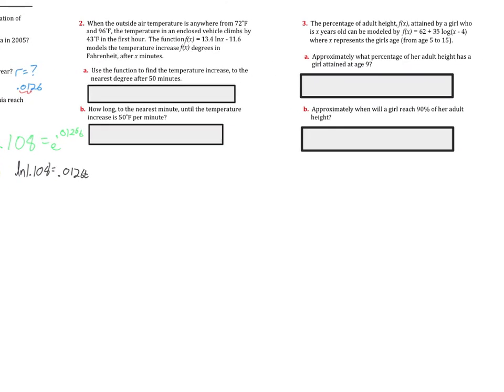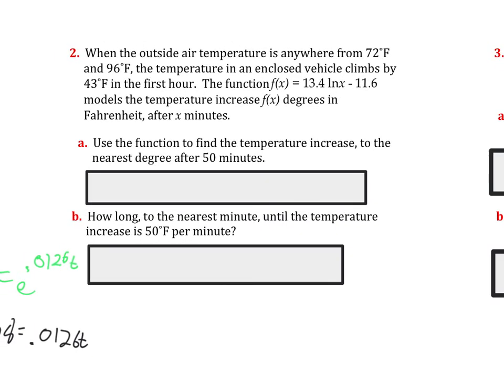All right. Number 2. When the outside air temp is anywhere from 72 Fahrenheit to 96 Fahrenheit, the temperature in an enclosed vehicle climbs by 43 degrees in the first hour. The function is given to us. Hey, that's neat. And that models the temperature increase after x minutes. So what we want to do is part A, use the function to find the temperature increase to the nearest degree after 50 minutes. Okay, so they're giving us an x value for part A.